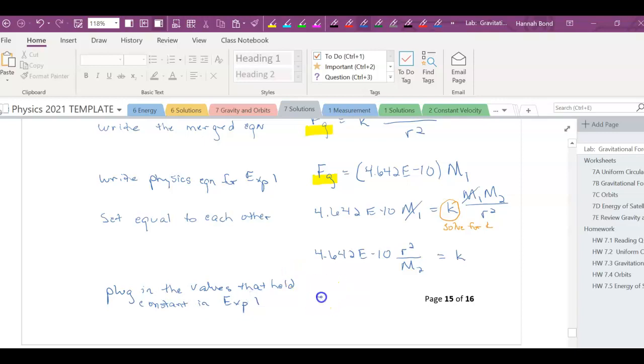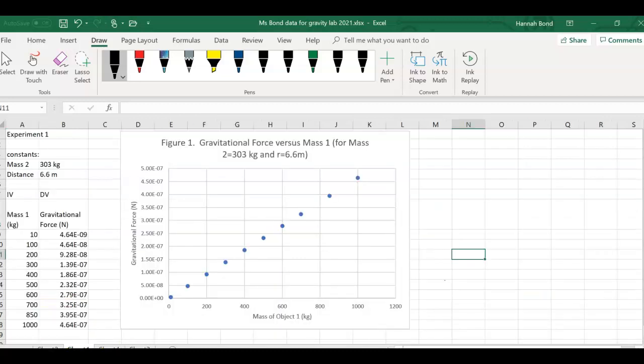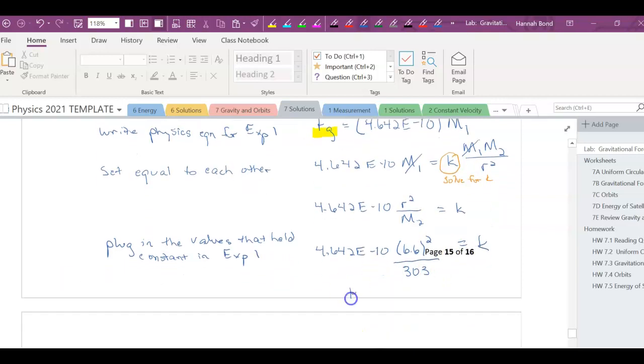And in my experiment 1, the distance between the two objects was 6.6 meters, and that r has to be squared, and mass 2 was held at, why can't I remember? Let's see, mass 2 was held at 303 kilograms. Okay, and so I can solve for K. Let me just do that math, and I'm going to have what K equals.